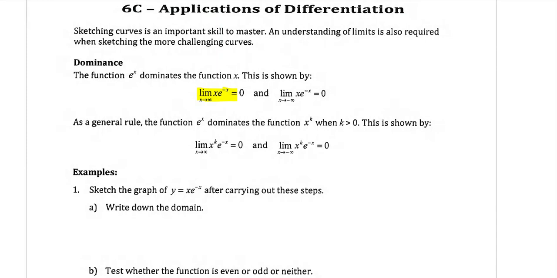The next one is kind of the same thing. As a general rule, e to the x is dominant over x to the k. So same deal here. If x is approaching infinity, the e to the negative x, which is going to 0, is dominant over that x to the power of whatever k is. K could be a big power, but the exponential is still dominant. And so that whole limit will be approaching 0.